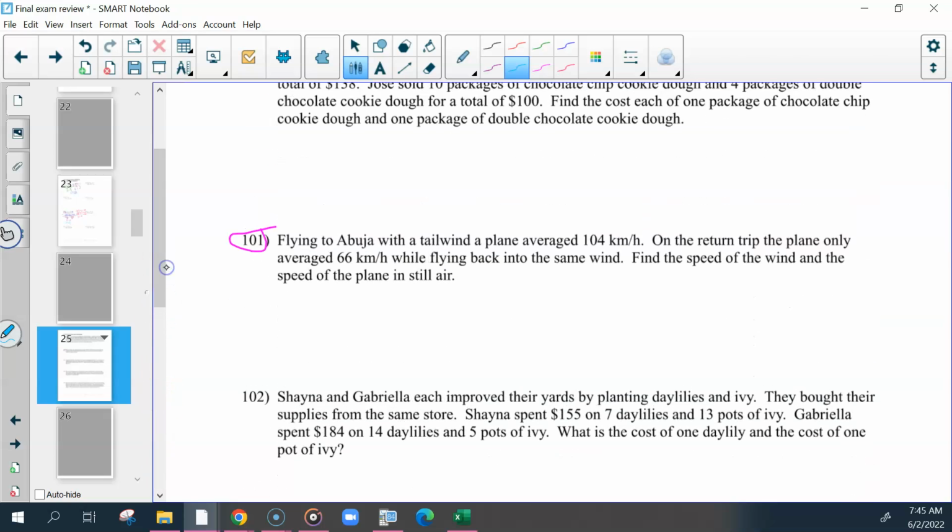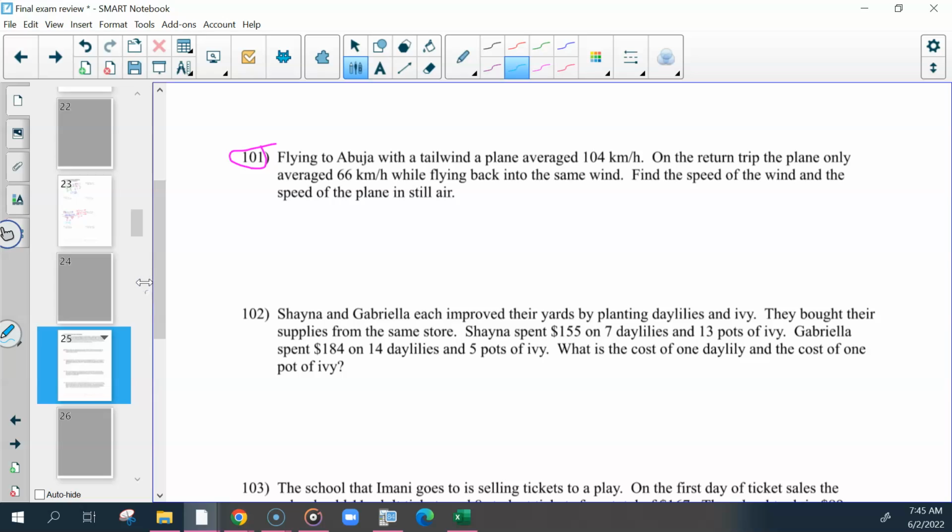On the next page, we are dealing with our systems word problems. I only have one of these circled, but if you want to see other ones, we can do that. Your flying, sailing, or whatever those questions are. Remember that with a tailwind, the wind is pushing the plane, so you're adding. And then the return trip is without wind, so that's minus.